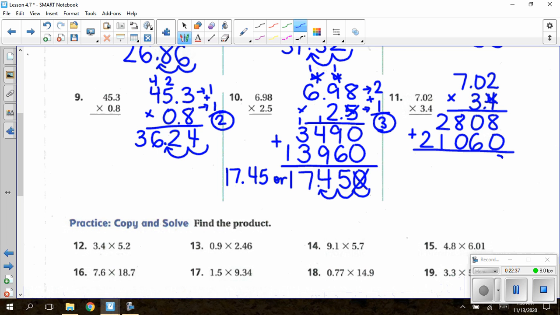8 plus 0 is 8, 0 plus 6 is 6, 8 plus 0 is 8, 2 plus 1 is 3, and then drop the 2. So now my top factor has 2 decimal place values. My bottom factor has 1 decimal place value. And that would give me a total of 3 decimal place values in my final answer. So from the end, 1, 2, 3 to the left gives me the final answer of 23 and 868 thousandths.